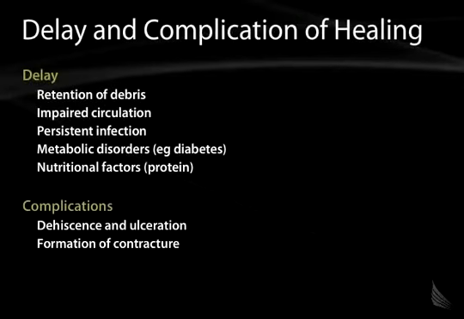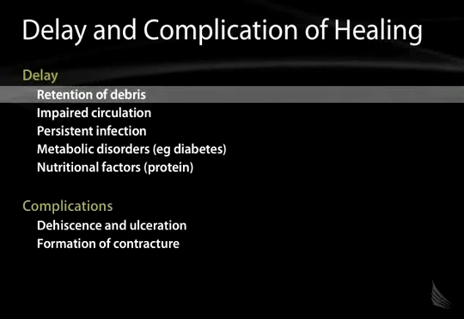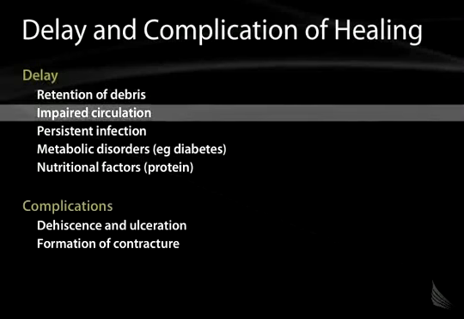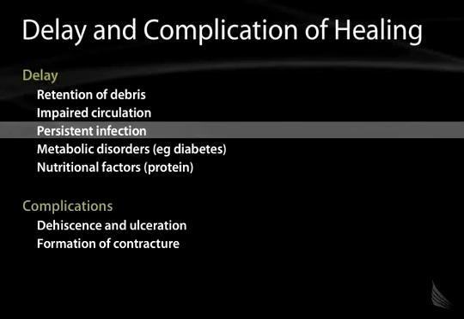Now, things that can delay or complicate healing are listed below. Anytime you have retention of debris, especially if it's foreign debris, that can cause a delay in healing. If there's impaired circulation in individuals, for example, with atherosclerotic disease, where you can't get proper influx of inflammatory cells, that can delay healing. Persistent infection, where there's a persistence of the acute inflammation and not a conversion to the chronic and more reparative inflammation, can cause a delay.